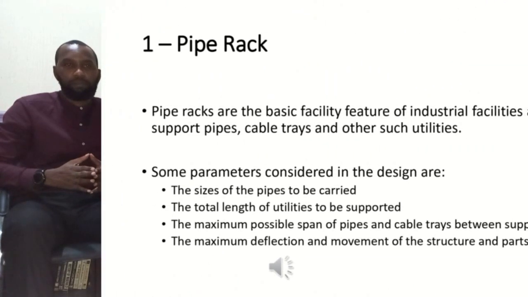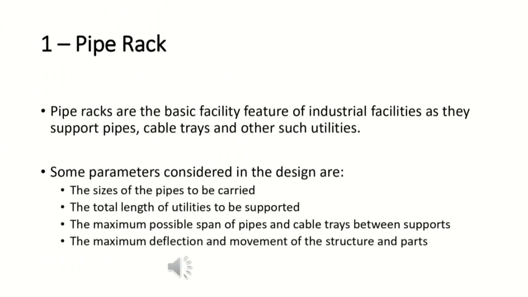So, to make things easier for young civil engineers, I've provided some steps that will help in the design of each of those 7 facility features. I'll be starting with the first one, which is the pipe rack. So now we will be considering the steps to design each facility feature of industrial infrastructure. First of all, you have the pipe rack.